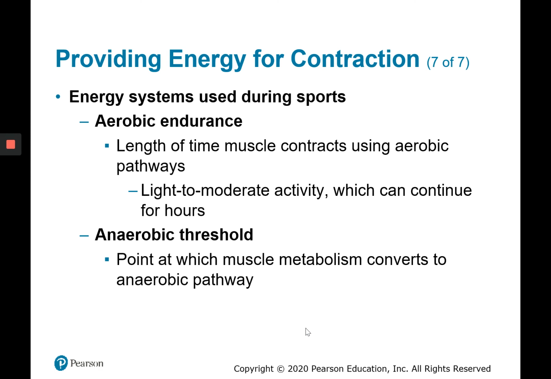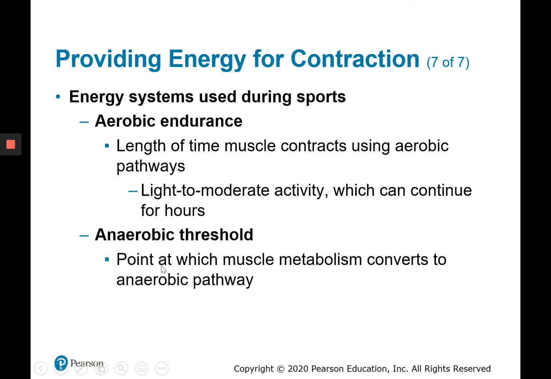So a couple of energy systems for using these three mechanisms. One is going to be aerobic endurance. So we see the use of aerobic respiration during aerobic endurance. This includes that light to moderate activity. And that's why you can continue for hours, because as long as you have that ATP, it's going to be consistent, it's going to be more than the other two processes, and the length of time that muscle contracts can be longer during aerobic endurance.